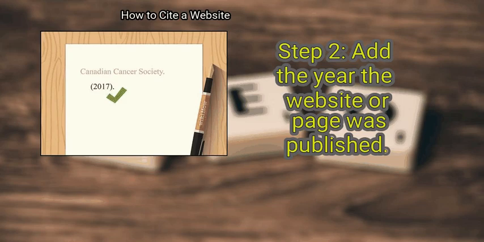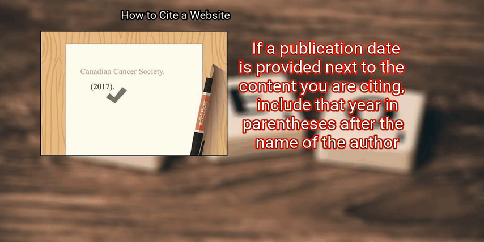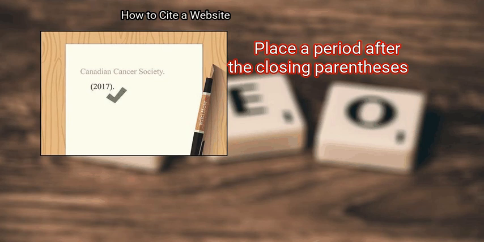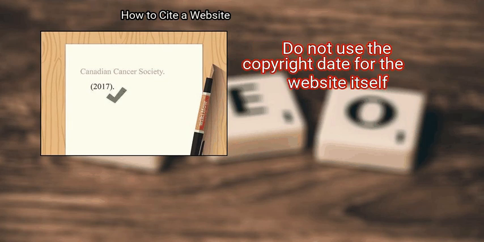Step 2. Add the year the website or page was published. If a publication date is provided next to the content you are citing, include that year in parentheses after the name of the author. Place a period after the closing parentheses. Do not use the copyright date for the website itself.